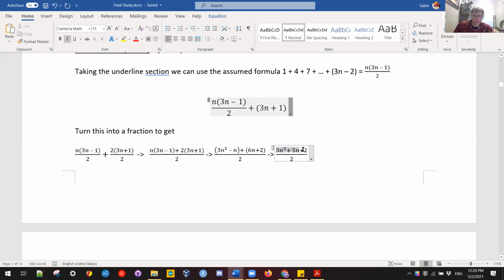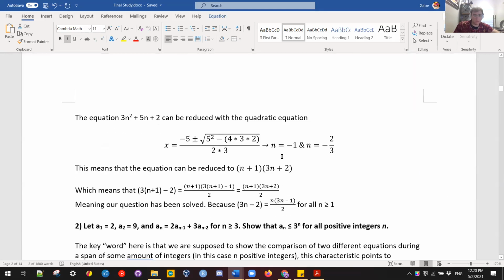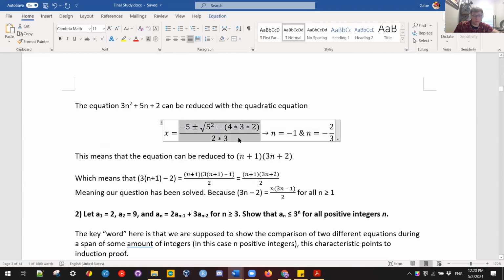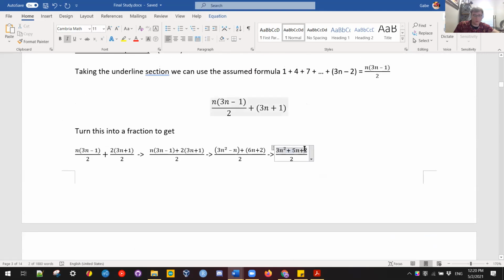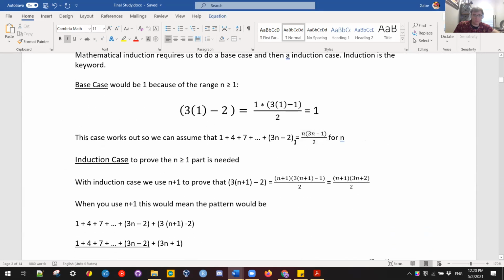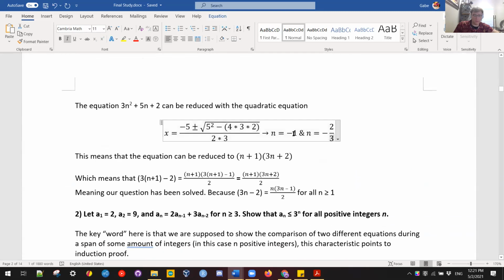Now, this is a quadratic equation. I would just plug it in my calculator, but if you don't want to do that, you could always just do the quadratic formula and see that n is -1 and n is -2/3, which is this guy up here in the numerator. And if we look back when we added that 1 in, we have n+1 and 3n+2, which are the roots that we have.